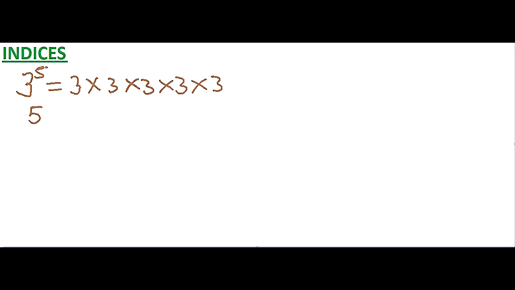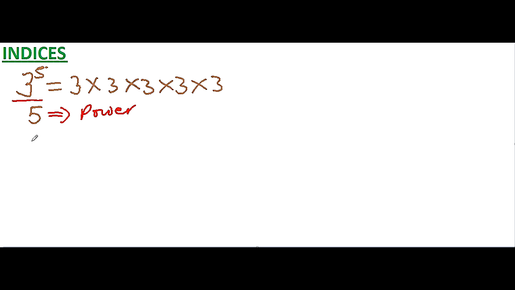So we are going to look at what are indices. This may look like a new term, but if you are in secondary school, you have already used what is referred to as indices. We all know what is 3 to power 5. What it infers is 3 multiplied by 3 multiplied by 3 multiplied by 3 multiplied by 3. That is 3 multiplied by itself 5 times. So we refer to 5 as power, and we read this as 3 to power 5.